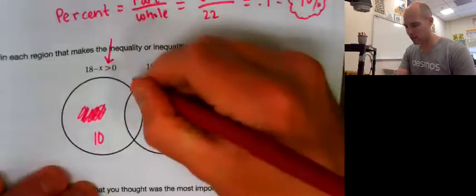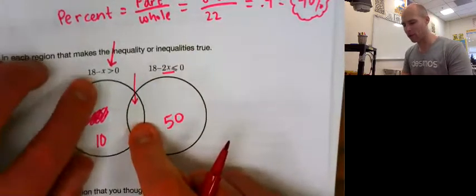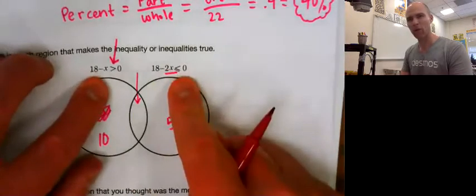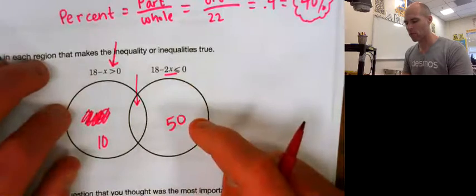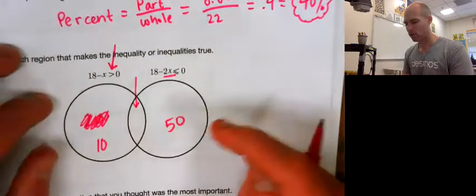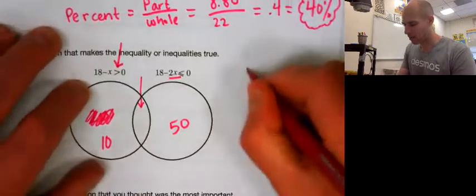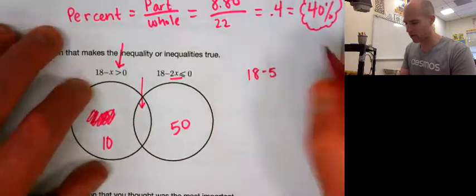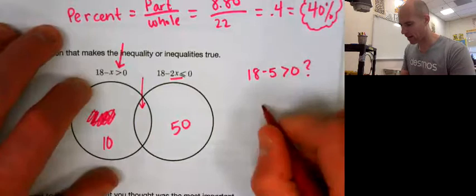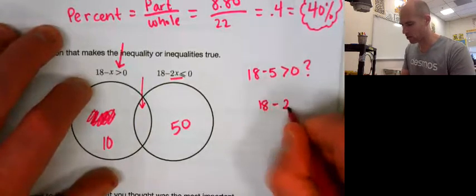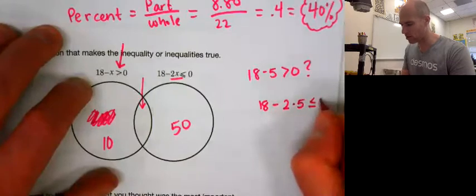Here's the tricky part. We got to fill in this part of the diagram. This part of the diagram can only be filled in with a value that is true for both inequalities. Okay. A little guess and check. What if it was 5? 18 minus 5 greater than 0? And 18 minus 2 times 5 less than or equal to 0?